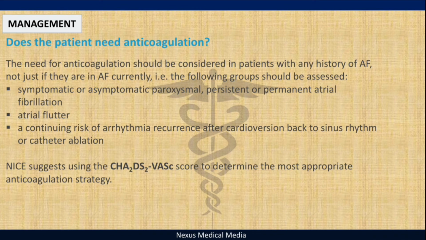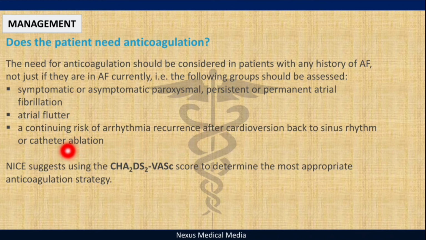Right. Next, how do we know that the patient needs anticoagulation? The need for anticoagulation should be considered in patients with any history of atrial fibrillation, not just if they are in AF currently. That is, the following groups should be assessed. 1. Symptomatic or asymptomatic paroxysmal, persistent or permanent atrial fibrillation, atrial flutter, a continuing risk of arrhythmia recurrence after cardioversion, back to sinus rhythm or catheter ablation.